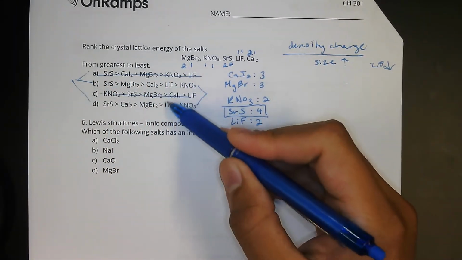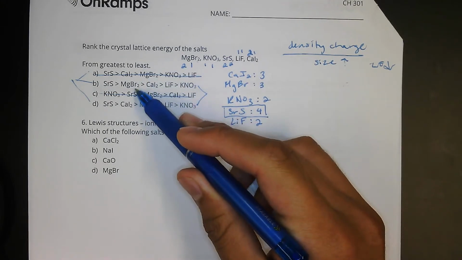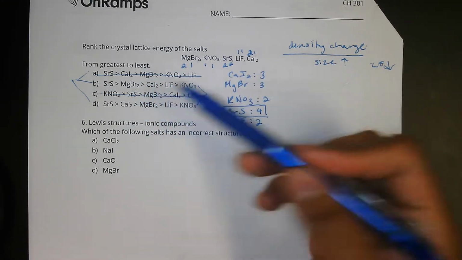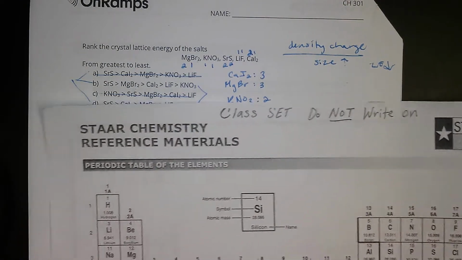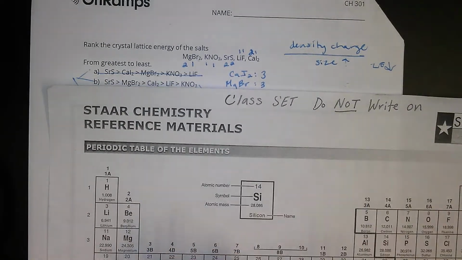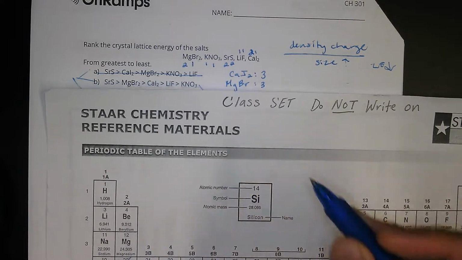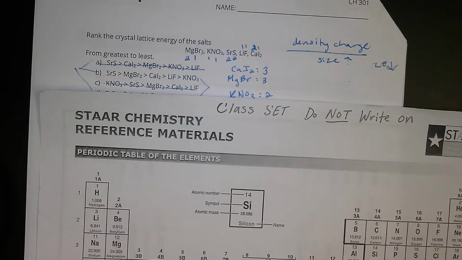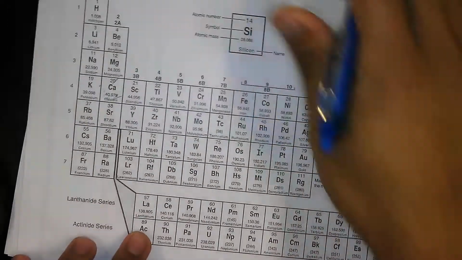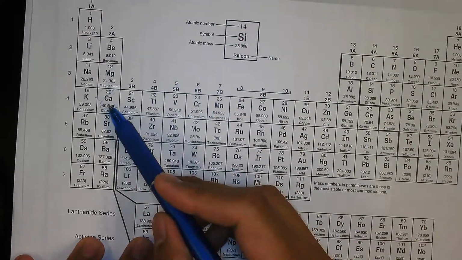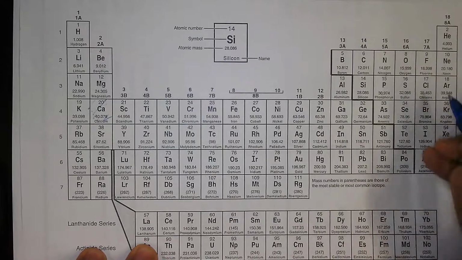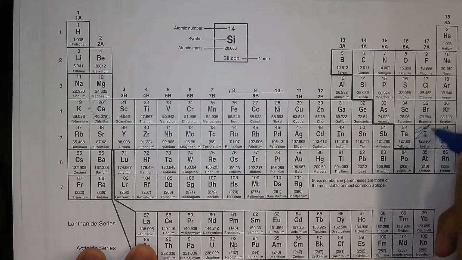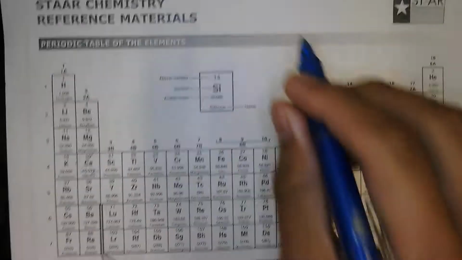So now I just have to figure out whether magnesium bromide or calcium iodide comes first in terms of lattice energy. So if I compare them, I can see that calcium is right here, and iodine is right here. Currently, I'm trying to figure out which one has the smallest size because that's the one that's going to come next after.